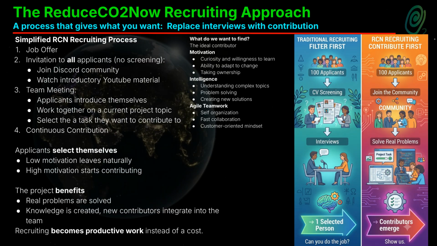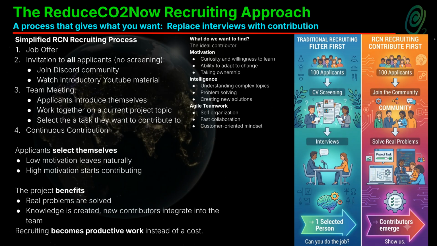So first of all, we put out a job offer. Then we invite all applicants to join us. And there's no screening. So we invite all applicants. We can't even do any kind of discrimination because we invite everybody. Then we invite them to join our Discord community. We use Discord for project management and so on, and watch some video material we have on YouTube. There's all kinds of stuff out there, but they get pointed to the most important ones. And then we invite them to join a team meeting where the applicants introduce themselves in the first 10 minutes or so.